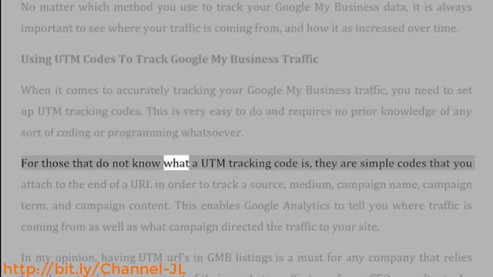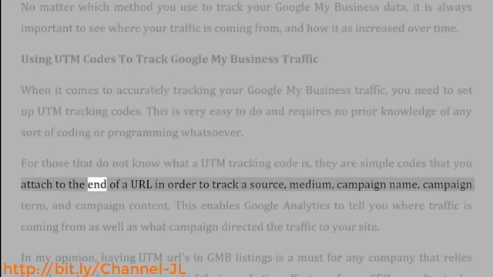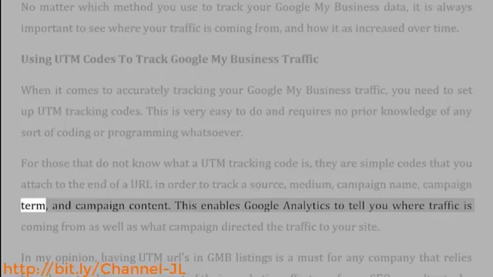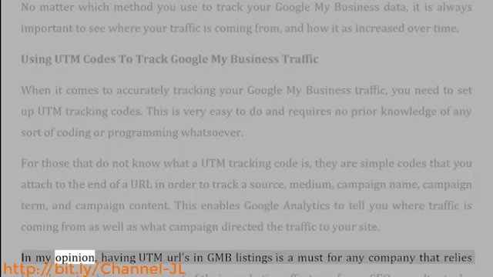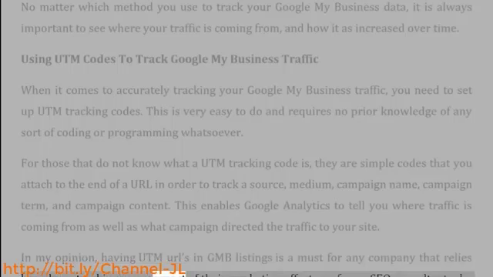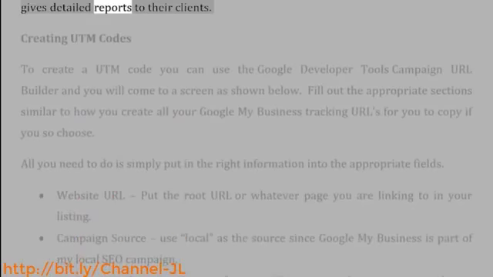For those that do not know what a UTM tracking code is, they are simple codes that you attach to the end of a URL in order to track a source, medium, campaign name, campaign term, and campaign content. This enables Google Analytics to tell you where traffic is coming from as well as what campaign directed the traffic to your site. In my opinion, having UTM URLs in GMB listings is a must for any company that relies heavily on tracking every aspect of their marketing efforts, or for an SEO consultant who gives detailed reports to their clients.